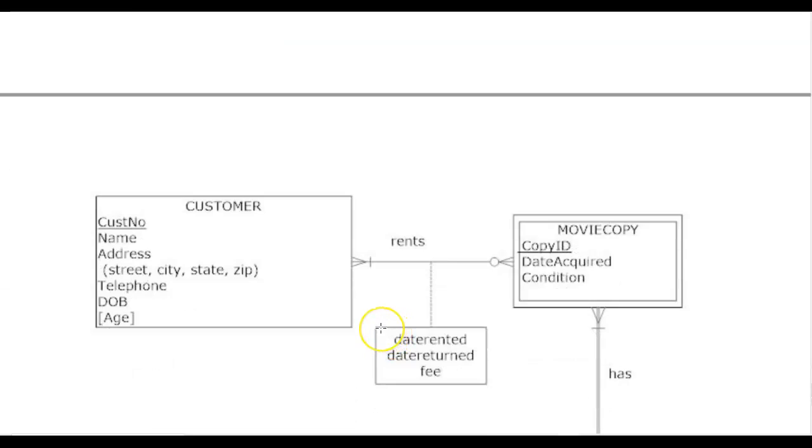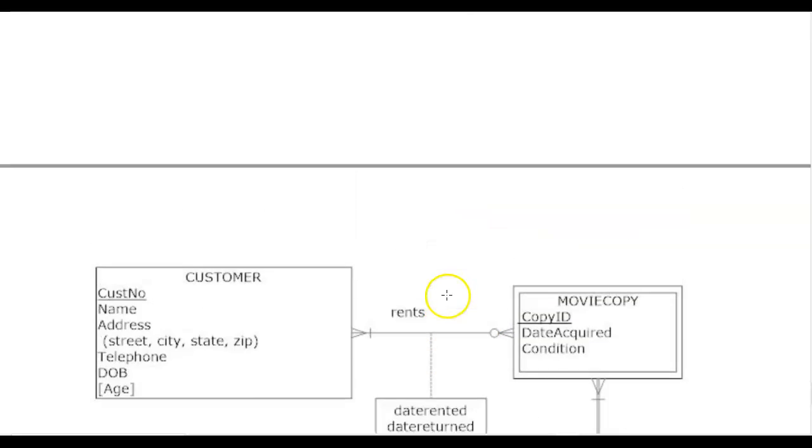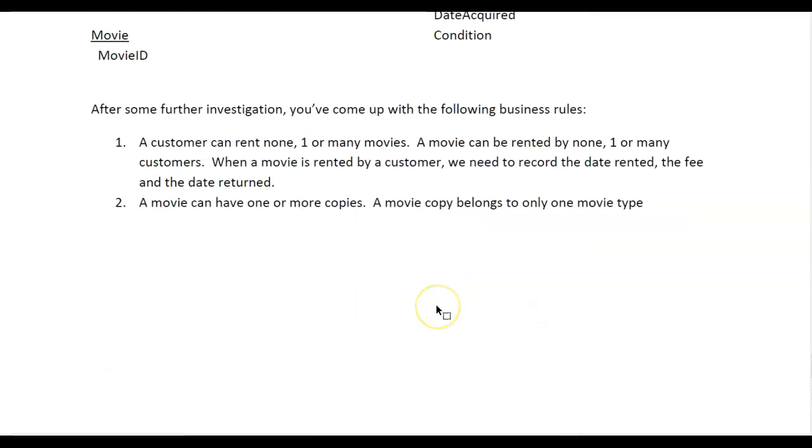So we have movie with those double lines here, movie copy. Customer, one, none, one or many movies. A movie can be rented by one, none, or many customers. We need the date rented, the fee, and date returned.